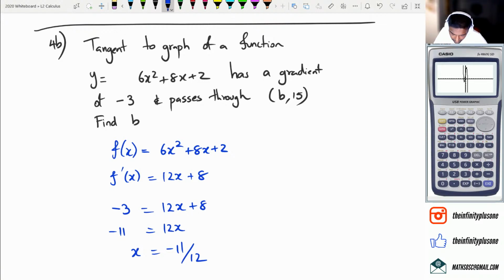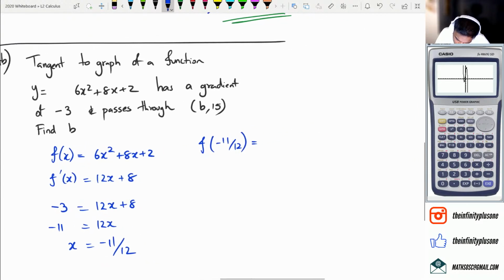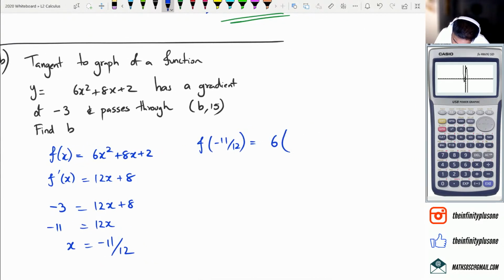But hey, sometimes you do get horrible numbers. So we've got the x value. We now need the y value, so we substitute -11/12 into the equation, which means we get 6 times negative 11 over 12 squared plus 8 times negative 11 over 12 plus 2. At this point, I would say get into the habit of using your calculator like this.